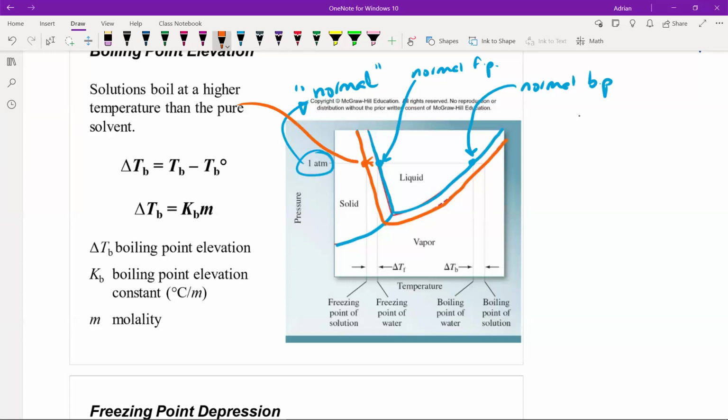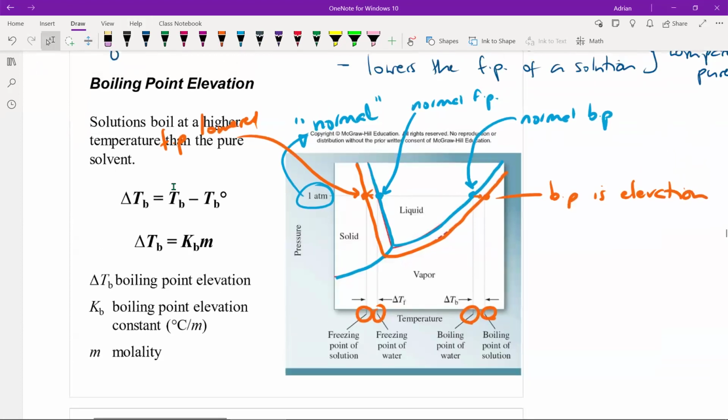So this would be the freezing point, again at 1 atmosphere. The freezing point gets lowered from whatever this is to whatever this is now. And then the opposite is true. The boiling point gets raised from this point here to a new point. The boiling point is raised, or elevated is another term that we'll see. And again, this is for non-volatile solutes, meaning solutes that don't vaporize very easily. The boiling point gets elevated for the solution, and the freezing point gets lowered for the solution.